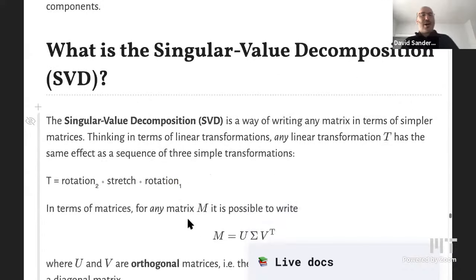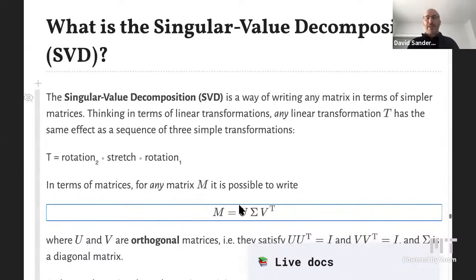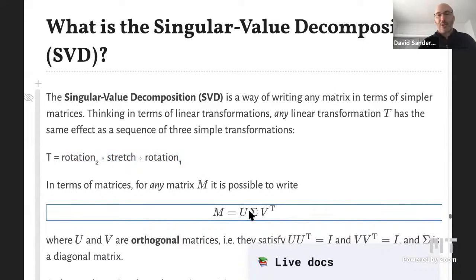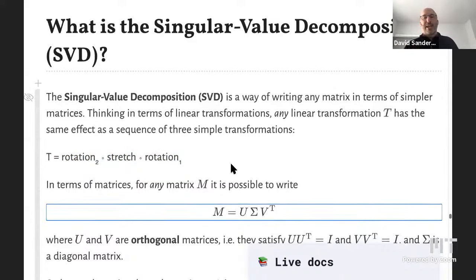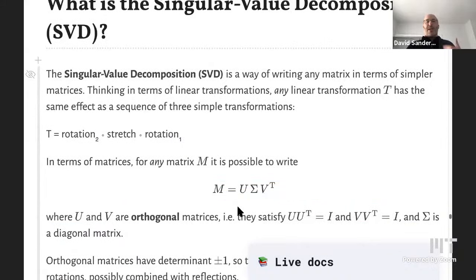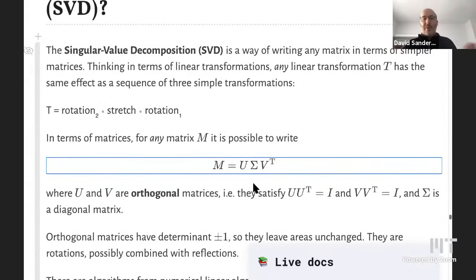So if we think about writing that in matrix language, if we have a matrix M, then it's possible to find 3 matrices, U, sigma, and V, such that when we multiply those matrices together, which corresponds to this composition of transformations, we get back the original matrix. And these matrices have particular structure. U and V are both orthogonal matrices, which means they are rotations or reflections.